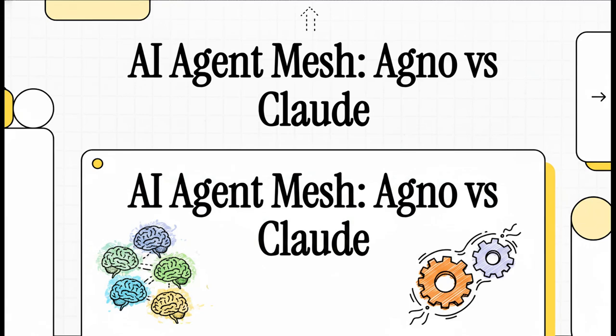So, you want to build a team of AI agents that can work together, right? Think of it like assembling the Avengers. You need the right combination of heroes, a solid game plan, and a way to make sure they don't accidentally level the city in the process.